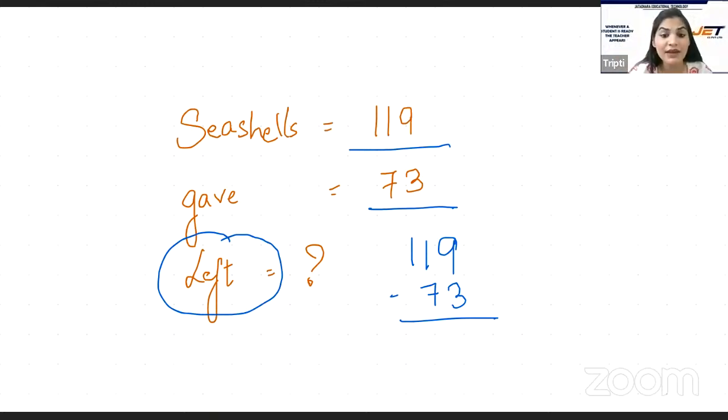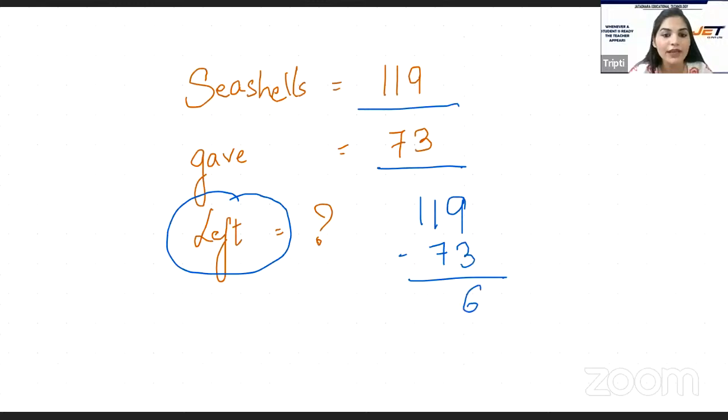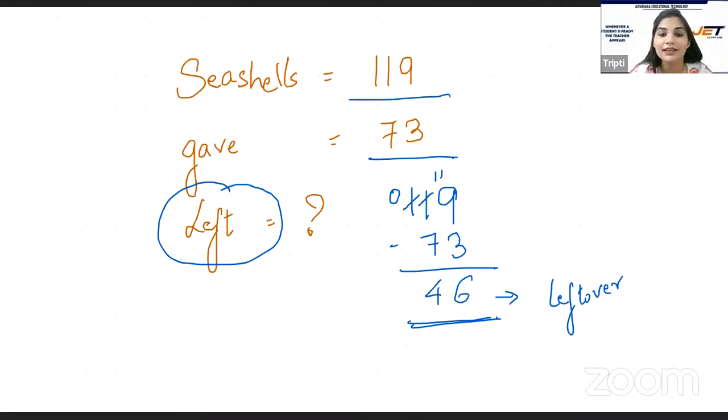So 9 minus 3 is 6. 1 will become 11, and then this one will become 0. 11 minus 7 is 4. That means 46 seashells are left over or remaining with her. Okay. If your answer is 46, then kudos. You are doing a great job. All right. This was the first question.